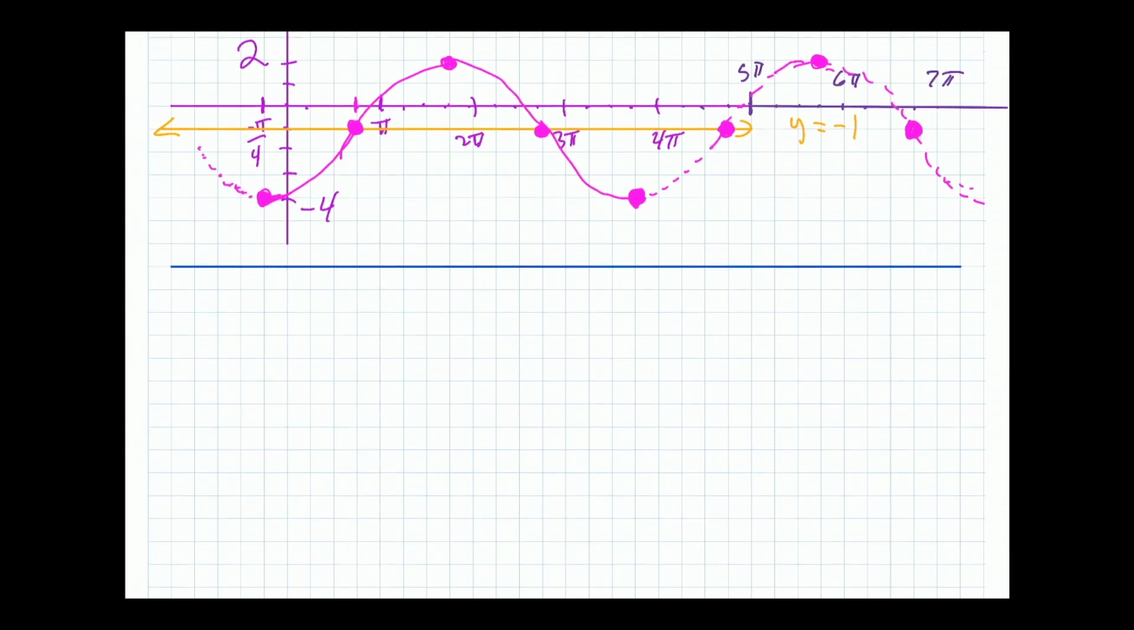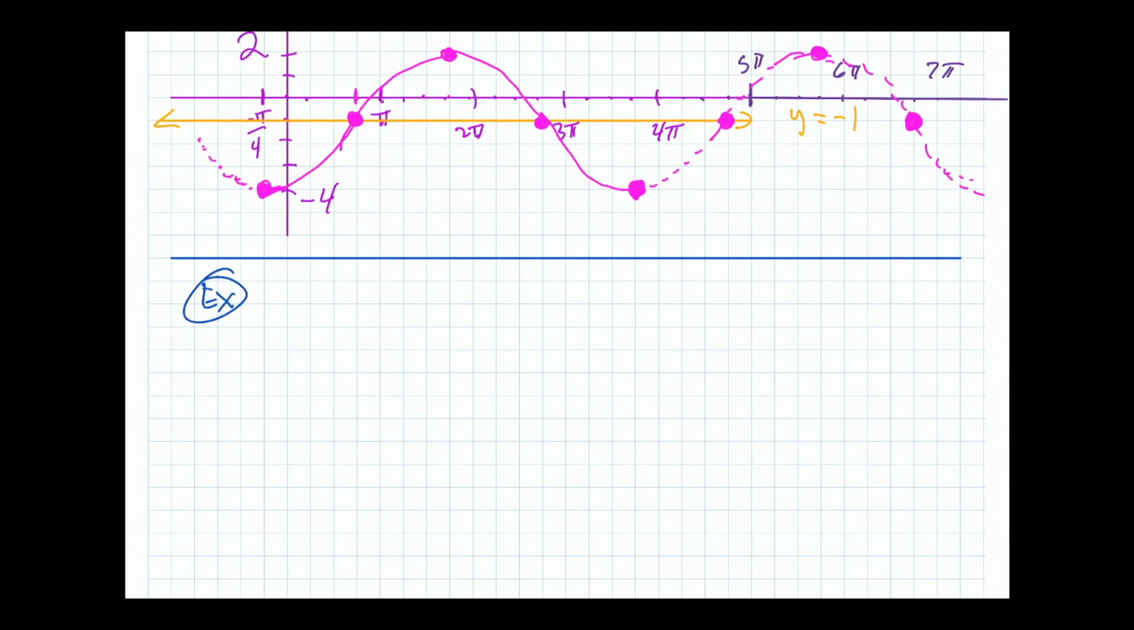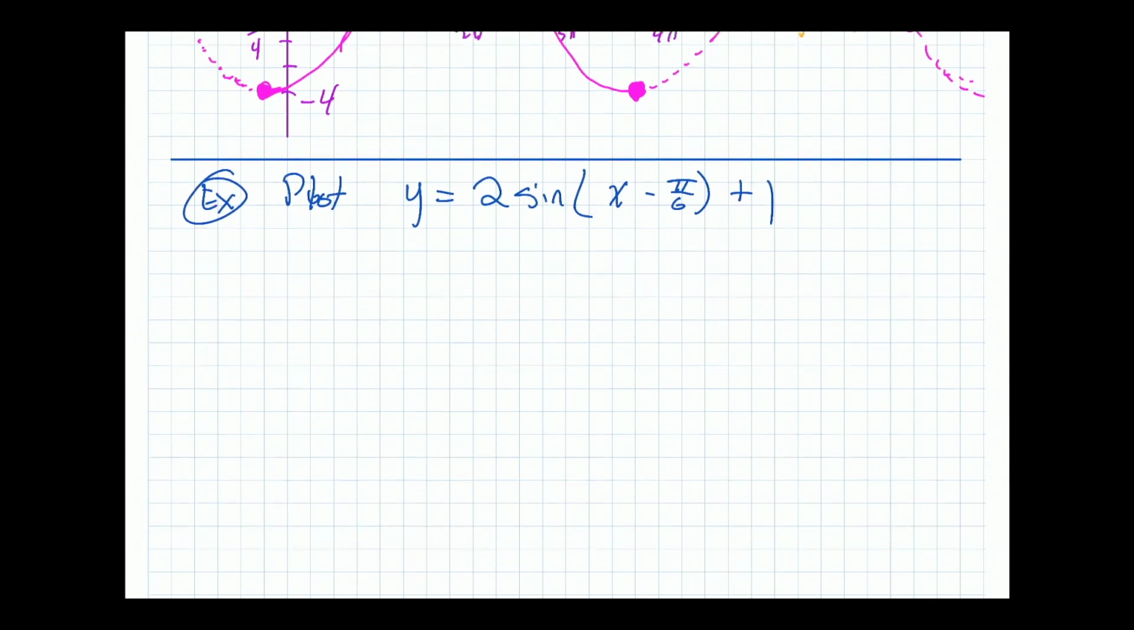Maybe I can. Let's try this. I'm not going to make it too complicated though. I'm going to go 2. I need to actually give it a name. Let's say plot y equals, let's just say 2 sine x minus pi over 6. All right, that's going to be good enough. Okay, no, let's do plus 1. Okay, it got complicated, sorry.